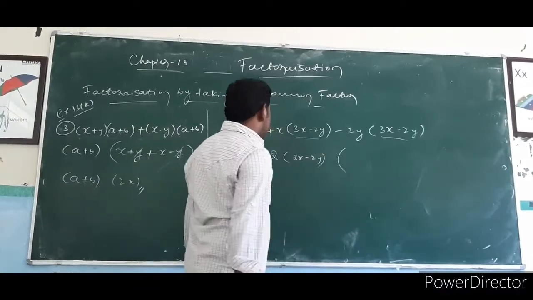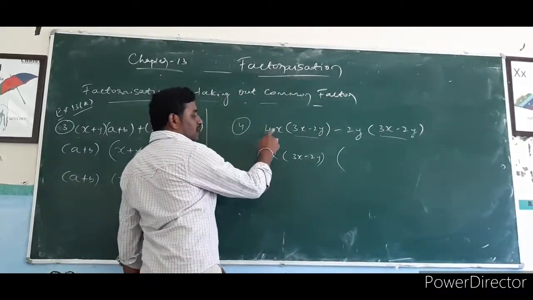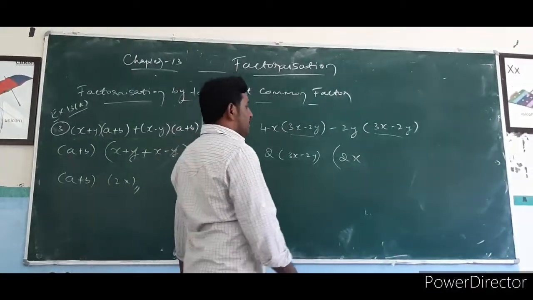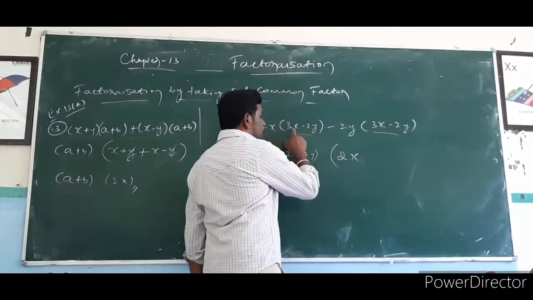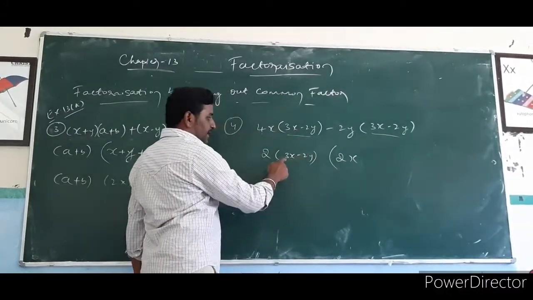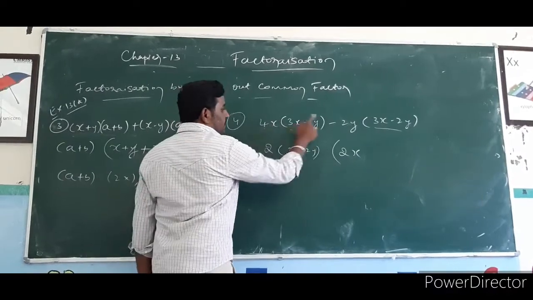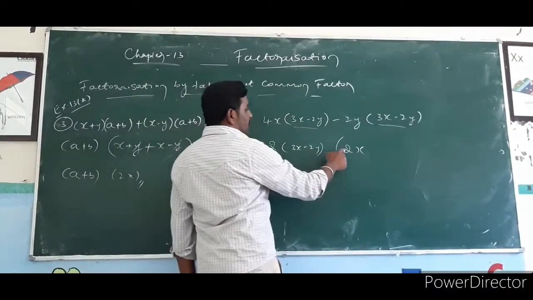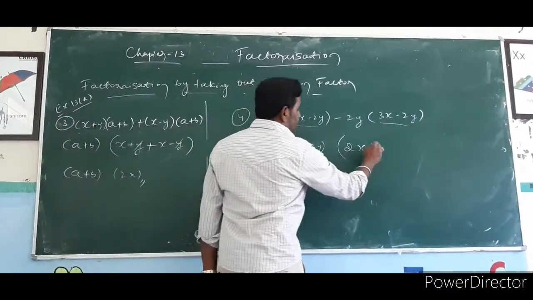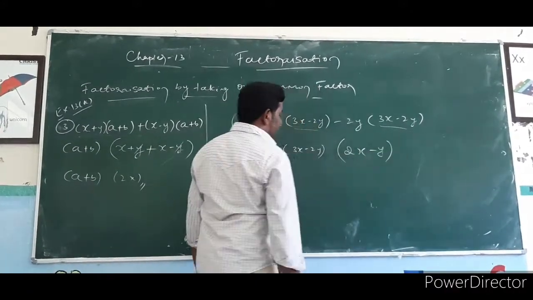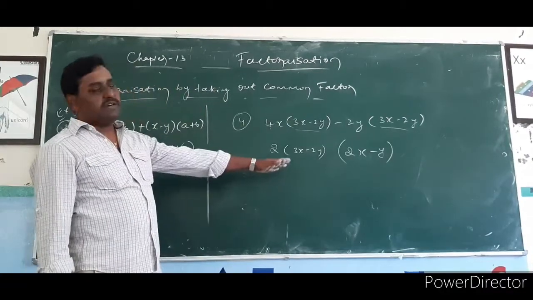So next, 2 twos are 4. x is there, you can write x as common. Minus, because here 3x minus 2y we are taking common outside. For this, I am taking 2 common outside. It is 4 and 2. 2 twos are 4, 2x is remaining. Minus 2, if you take common outside, what is remaining? y. So this is the answer for this question.